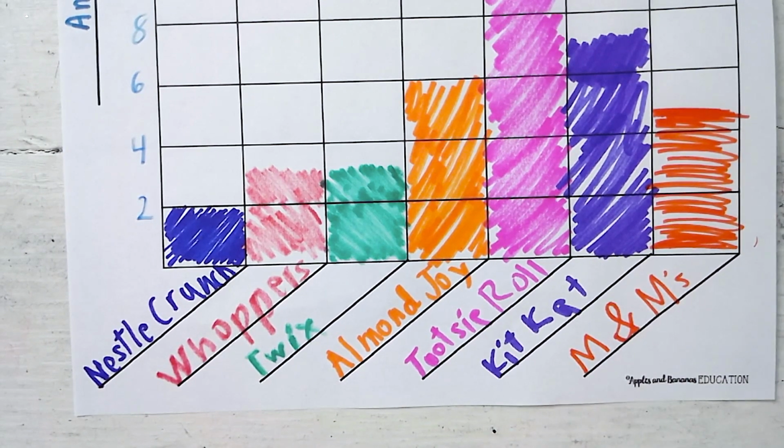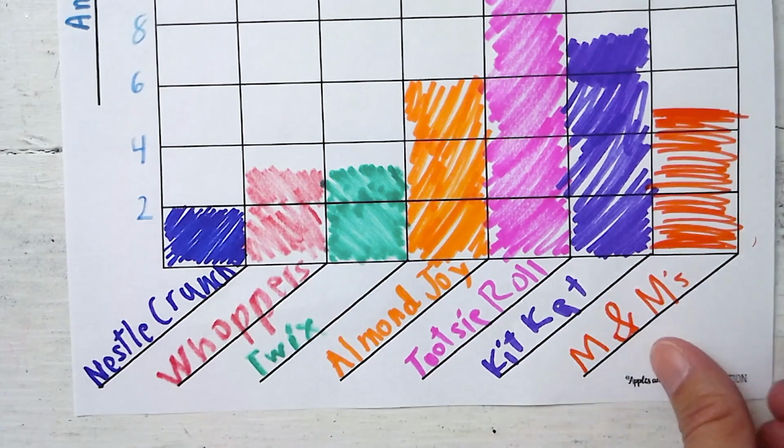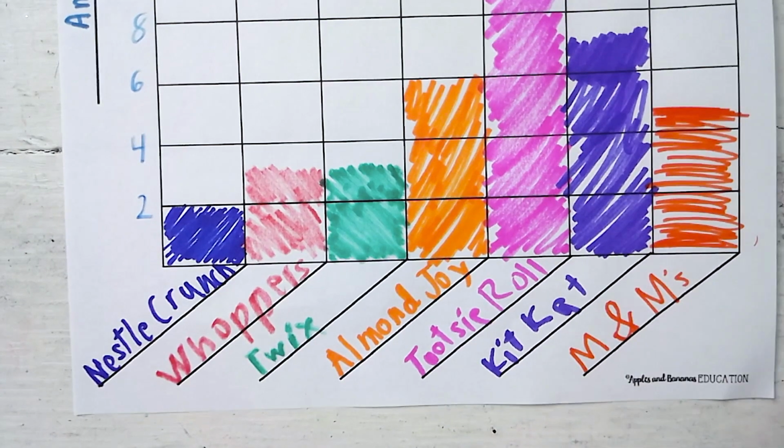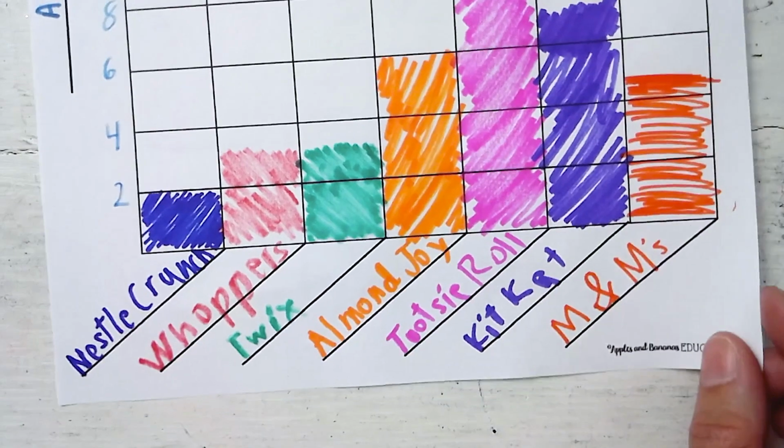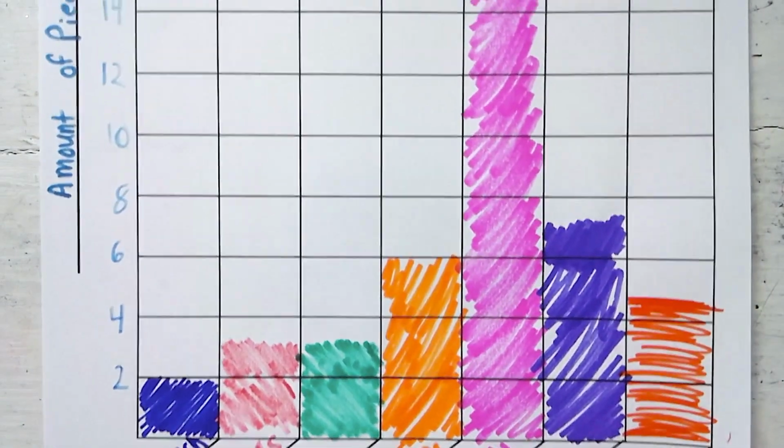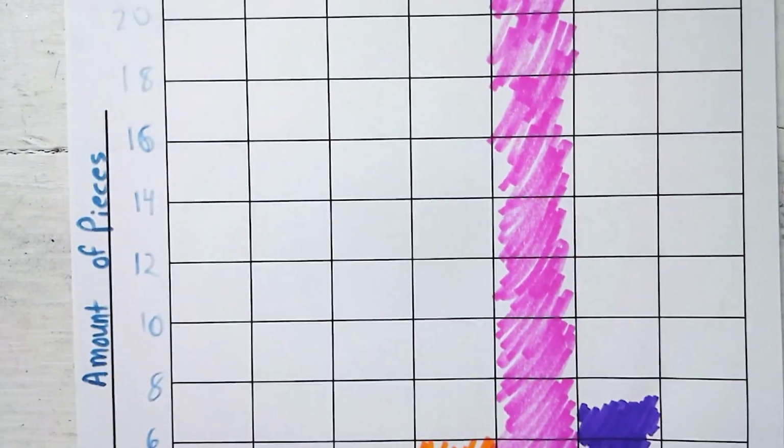And from looking at the graph, you can see we have about the same amount as Whoppers, as Twix, so they're about the same popularity. And Tootsie Rolls far outnumbered the rest.